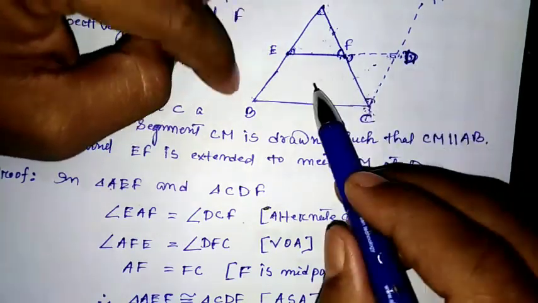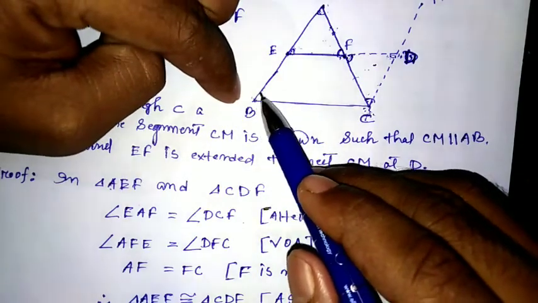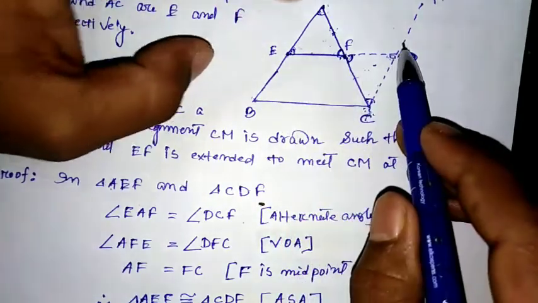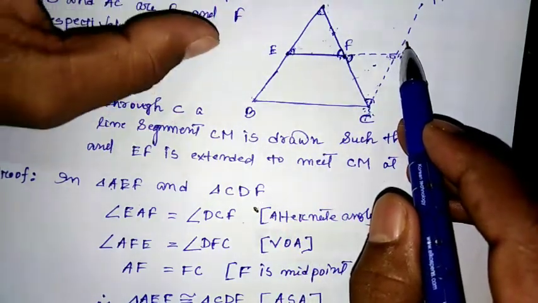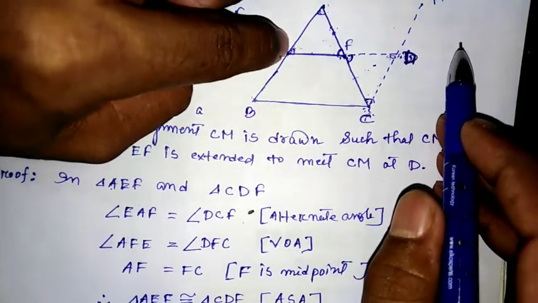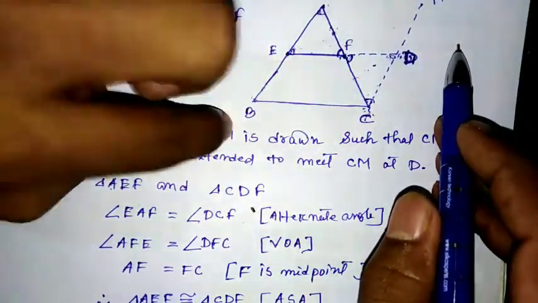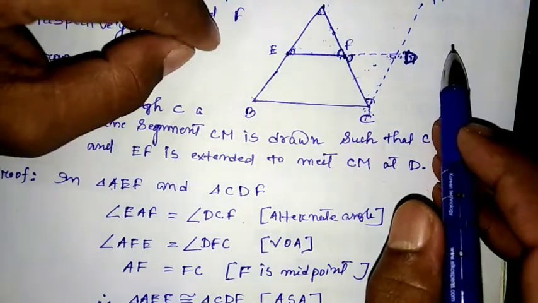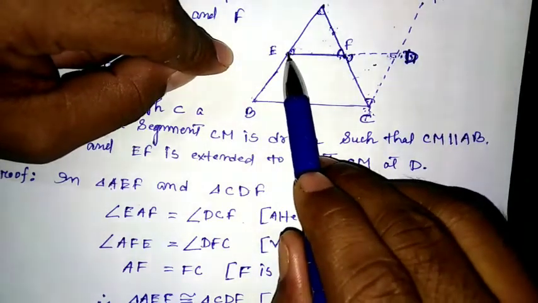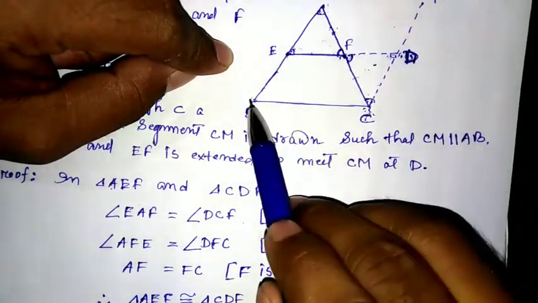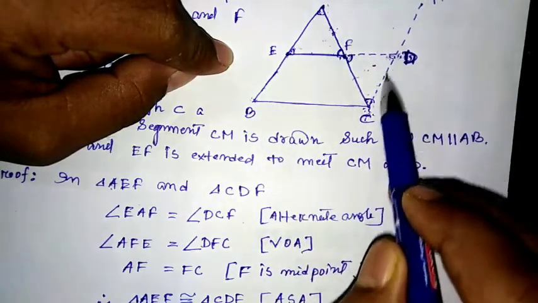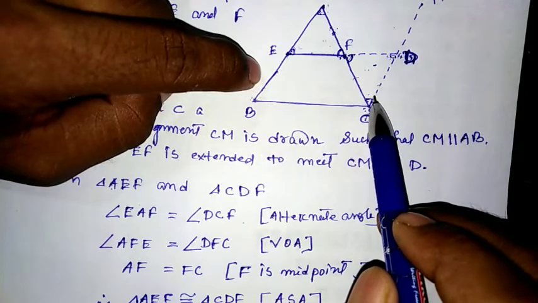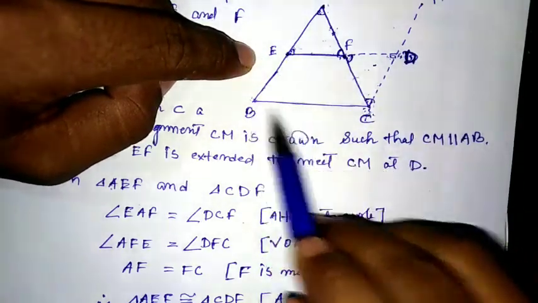So when in a quadrilateral one pair of opposite sides is parallel and equal, then the other pair will automatically be equal and parallel. That means this quadrilateral EBCD is a parallelogram. Why does it become a parallelogram? Because in this quadrilateral DEBC, EB is equal to DC and they are both parallel also. So we can say that DEBC is a parallelogram.